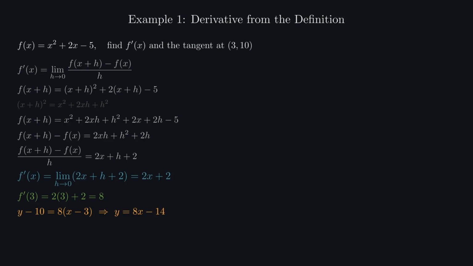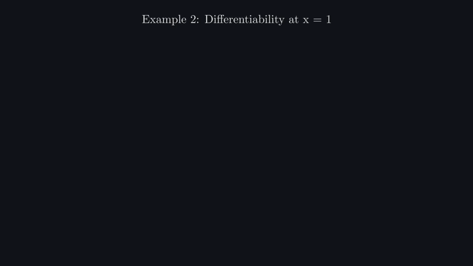Finally, using the point slope form with the point 3 and 10 and the slope equal to 8, y minus 10 equals 8 times x minus 3, which simplifies to y equals 8x minus 14. That's our tangent line. Now let's discuss differentiability at x equals 1 for two different functions. Part A, f of x equals x minus 2 over x plus 3. First, f of 1 equals 1 minus 2 over 1 plus 3, which is negative 1 quarter.